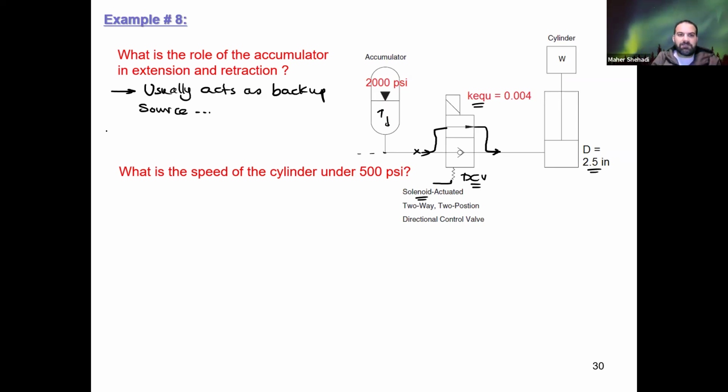So it avoids or prevents or minimizes, I prefer minimize, or reduces pressure fluctuations in the system.